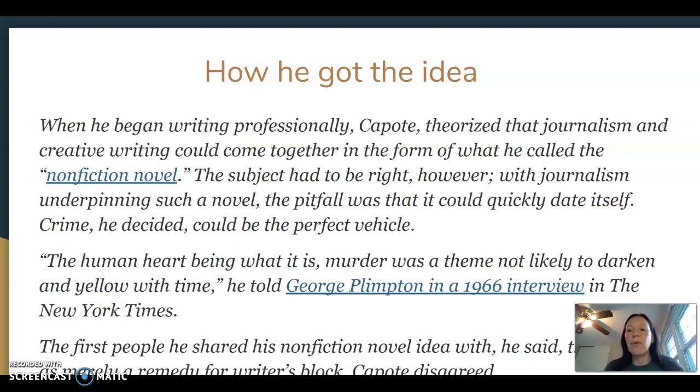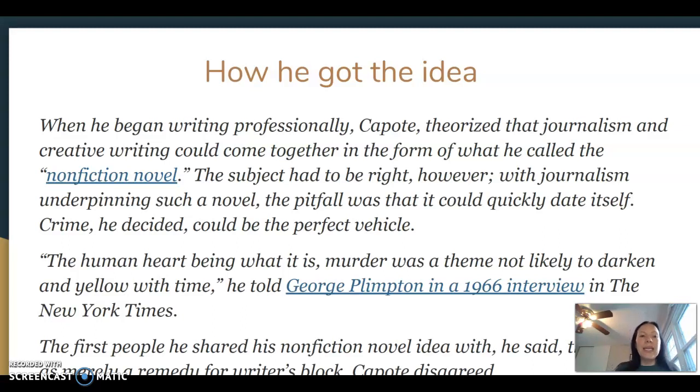Capote had theorized before he wrote this book that journalism and creative writing could come together in this form that he called a nonfiction novel. And so before he wrote In Cold Blood, he definitely had this idea that he wanted to write a nonfiction novel. Again, this is not a new form to us now. We're used to the nonfiction novel, essentially a book that is written about true things, but reads like a fictional story. It reads very much like a novel. And so it was new. Capote invented it. Okay, so it was new for his time.